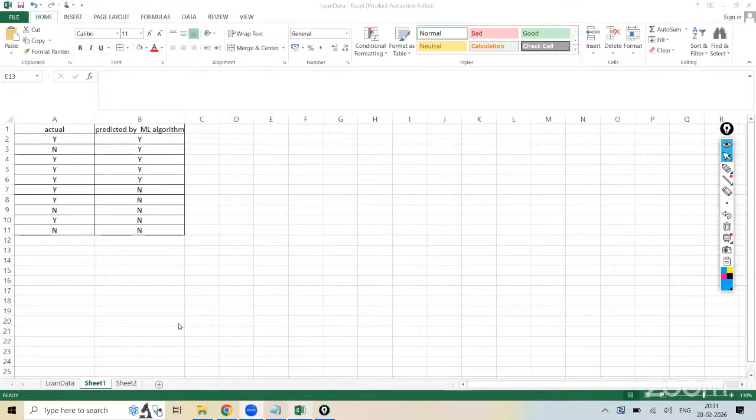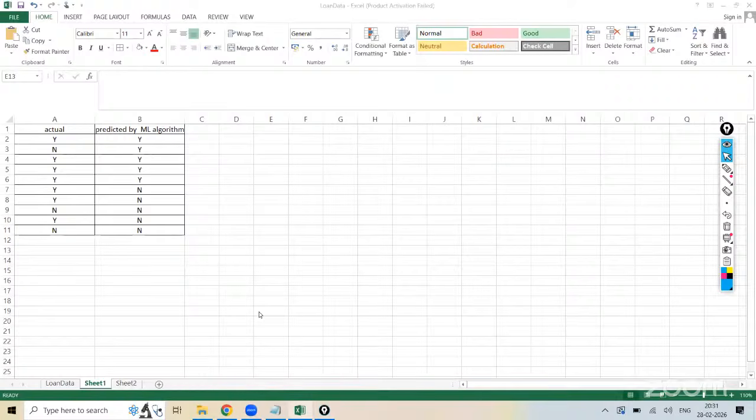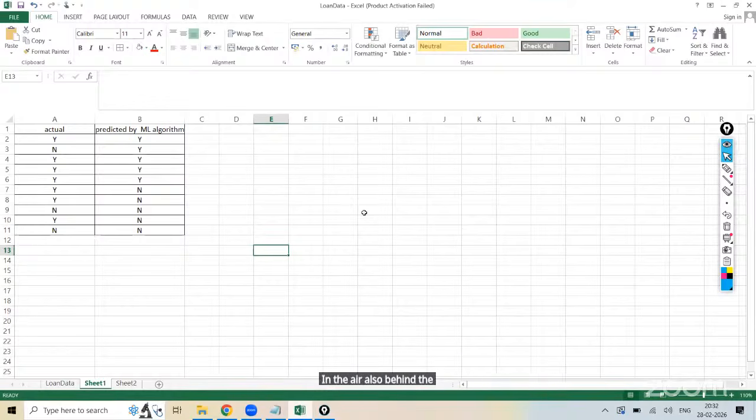Everyone, clear or not clear? Anyone has doubts? Any one student is also having the doubt, please ask. Ruby, these interview questions will be from the ML, from the classification project. Whenever you apply the classification project, whether it is ML or AI, automatically this one will come. In the AI also, we are having the classification project, right? Everyone remember now?